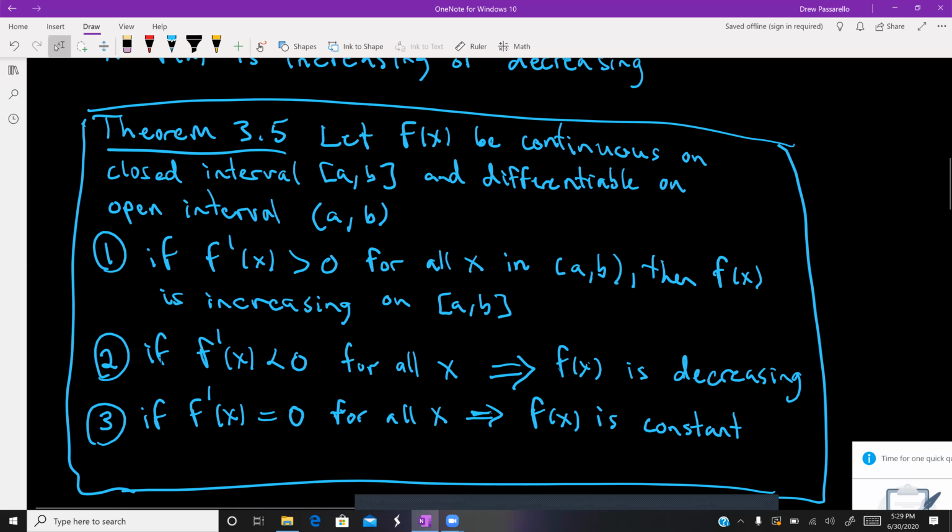The second thing is if the first derivative is negative, less than 0 for all x, then it's decreasing. And if its first derivative is equal to 0 for all x, then it's constant. So if it's a positive first derivative, it's an increasing function. If it's a negative first derivative, then that's decreasing. And if its first derivative is equal to 0, then the function's constant.